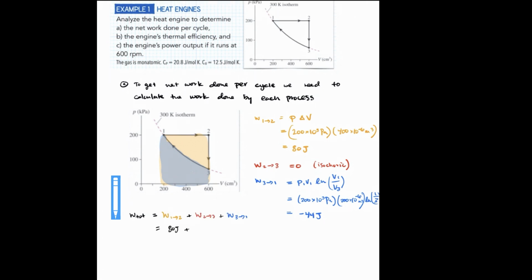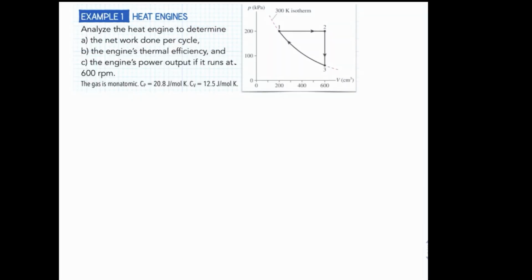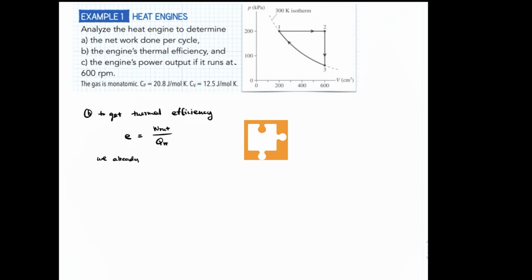So when we add up all of our works, we basically get 80 joules minus 44 joules, and that's going to give us 36 joules of work done by the whole cycle. On to part B, we're going to figure out the engine's thermal efficiency, and the thermal efficiency requires both work and heat. We have an equation that's something like E equals the work output by the system, the work done by the system, over QH, which is the heat that goes into the system, not the heat coming out of the system. We already know the work because we calculated that in part A. So that's going to be 36 joules still. That's the work done by this engine, so that's the area inside of the cycle.